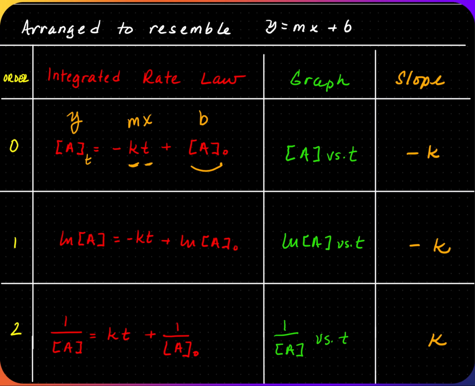For first order, the integrated rate law was ln concentration of A at some time t is equal to negative kt plus ln the initial concentration. It was written in the line equation format.